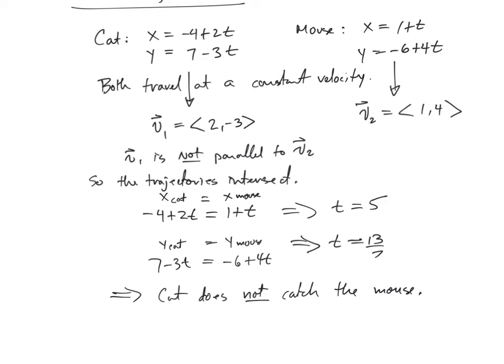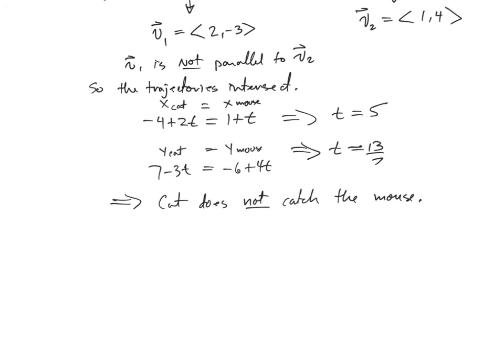Okay, well, where do these two lines intersect? Can we find that? Yes, we can. We've got the line equations here. We should be able to find out at what coordinates x, y these two lines cross. Where do the trajectories cross?